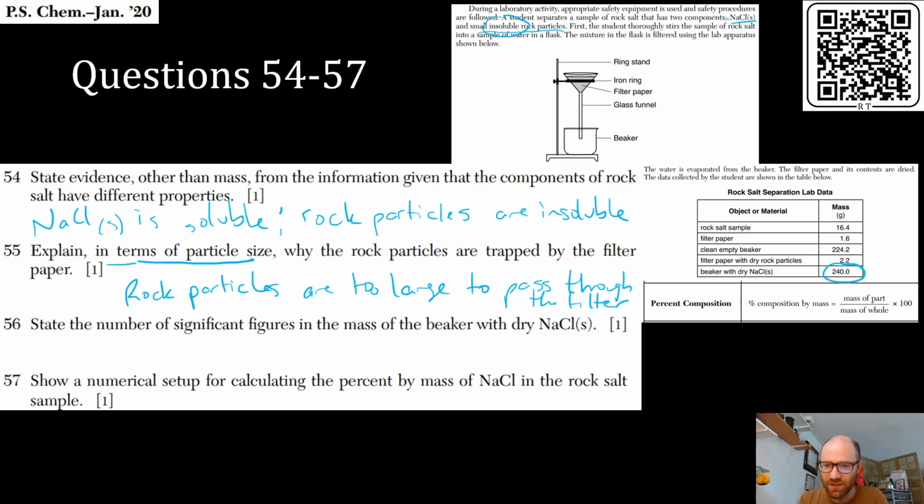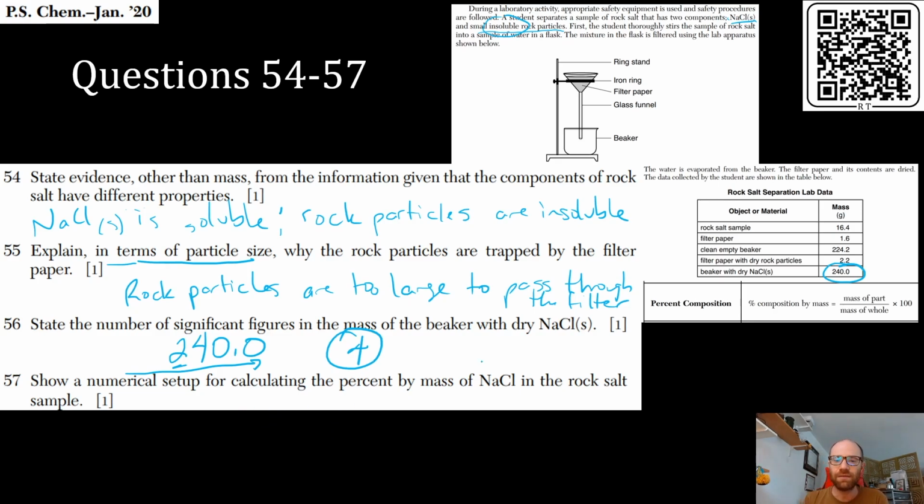State the number of significant figures in the mass of the beaker with the dry NaCl. So there it is, our number right there. Our rule for significant figures is dot right, not left right. So there's a dot, and we're going to be moving to the right across the number. We're going to find our first non-zero digit and then count the rest of them. So there will be 4 significant figures. All 4 of those digits are considered significant.